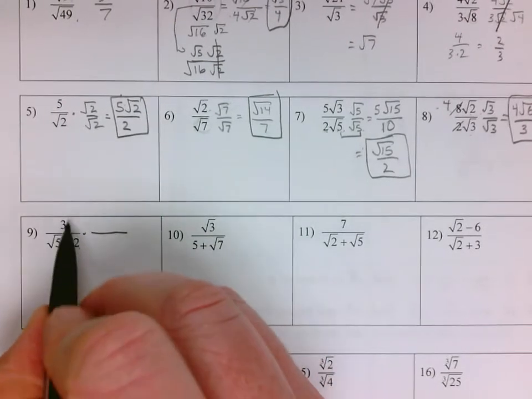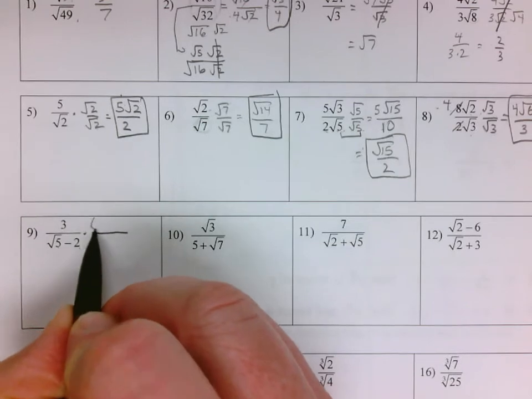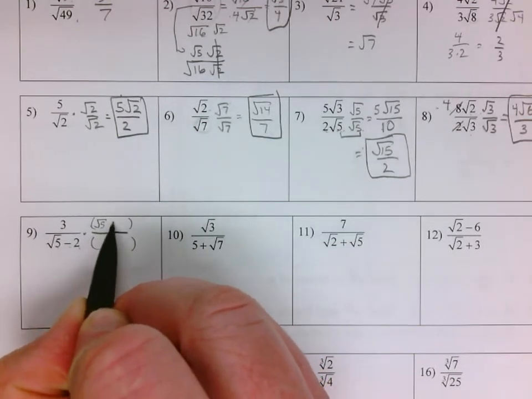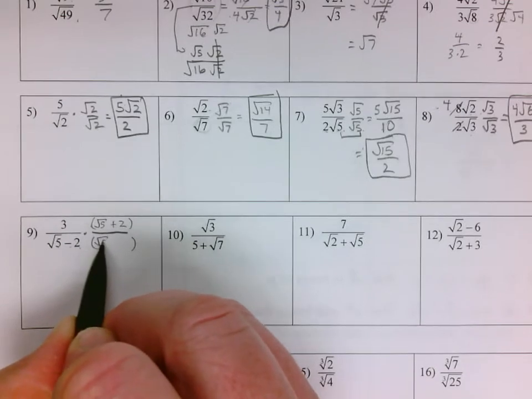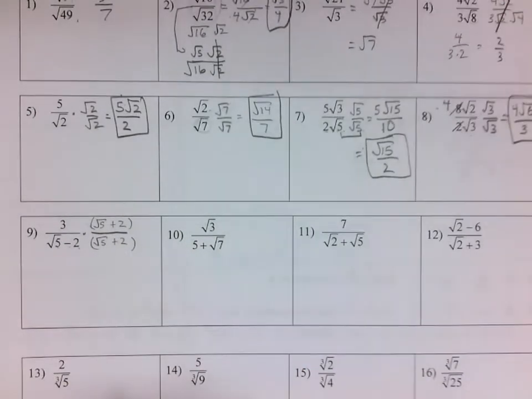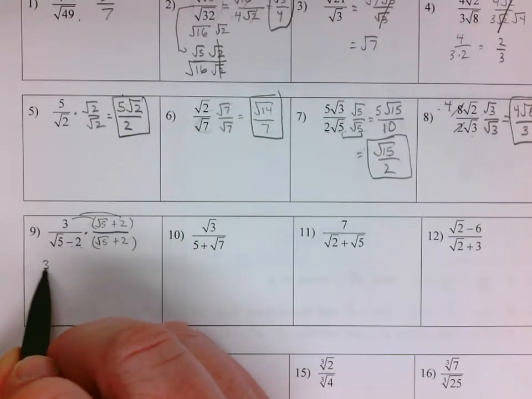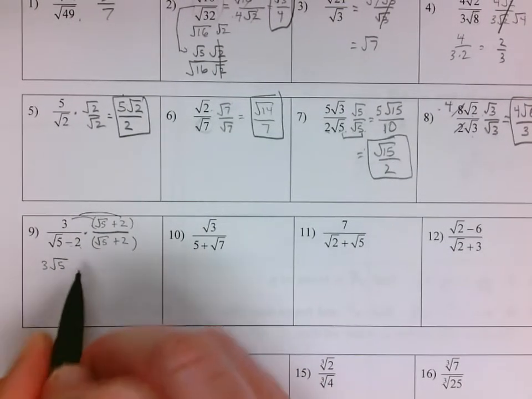So what we do is we change our 1. Our special 1 is now going to become the conjugate over the conjugate: radical 5 plus 2 over radical 5 plus 2. Still equal to 1. Now I have to distribute here, so I get 3 radical 5 plus 6.